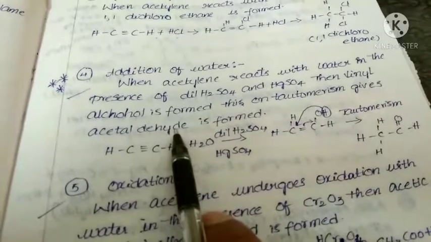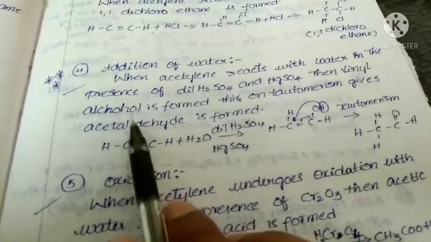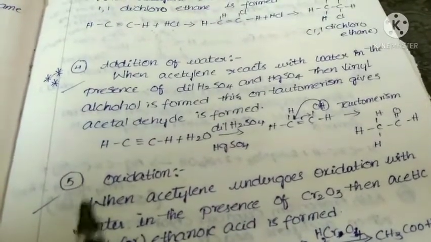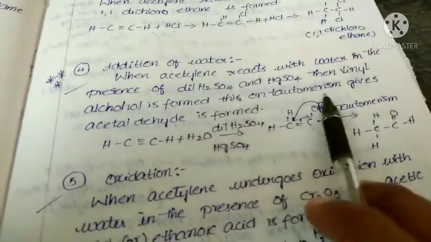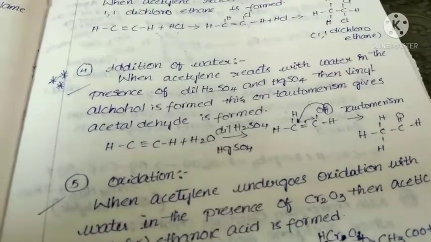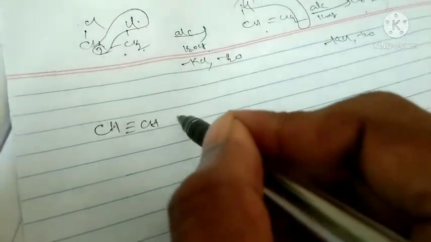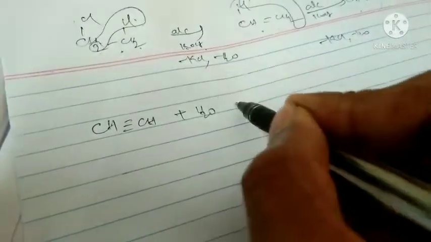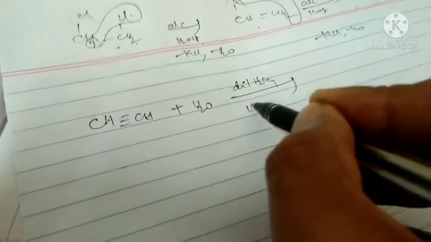Then vinyl alcohol is formed. Vinyl alcohol means a double bonded carbon having an OH group, that is called vinyl alcohol. This on tautomerization gives acetaldehyde. I will show that reaction here. See carefully. This is what, students? Acetylene, and this acetylene reacts with H2O in the presence of dilute H2SO4 and HgSO4.